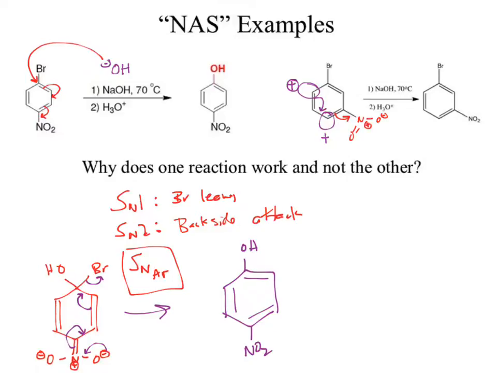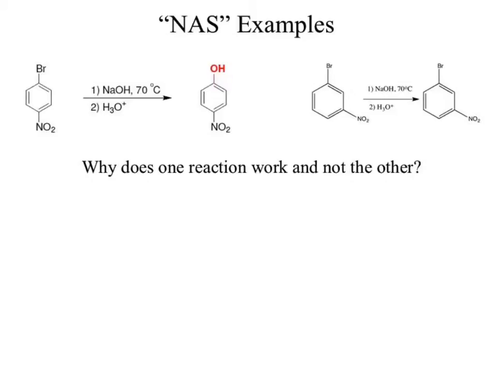Why did the meta position not work? When this comes in, we can push the electrons here, but then where do the electrons go? Right back to where we were. We don't form a stabilized intermediate because the nitro group is now not located at a position that can withdraw electron density from the ring. This nullifies the attack. No attack, we can't do a later elimination. So you have to have the leaving group para or ortho to the nitro.